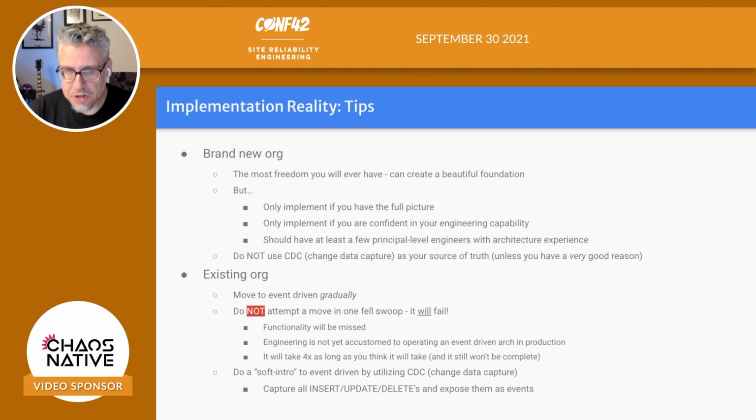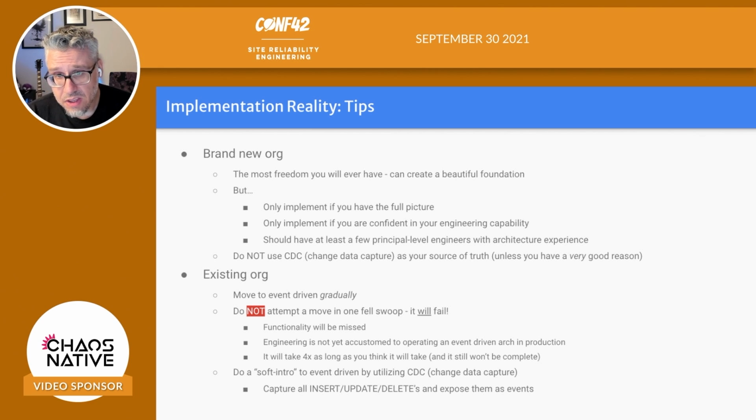Some quick tips in regards to when to stamp this down and what is the best approach to all of this. So number one is that if this is a brand new org, you have a brand new platform, everything is new, and you know what you're doing, this is awesome. That is the prime time. It is absolutely amazing to implement an event-driven platform. It is fantastic.